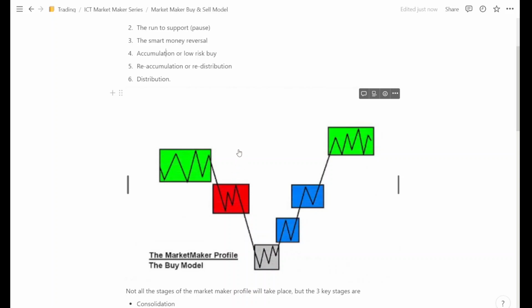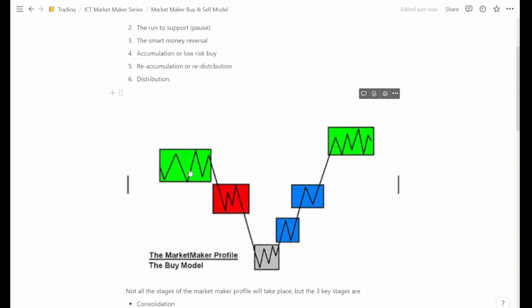You think, okay, it's coming back to your entry, and then it creates a short term high, takes out the short term high and then moves away. Sometimes it might not even form a short term high. It might just be a simple retracement to nowhere. It shouldn't retrace to anywhere. That's the classical characteristic of this run to support.